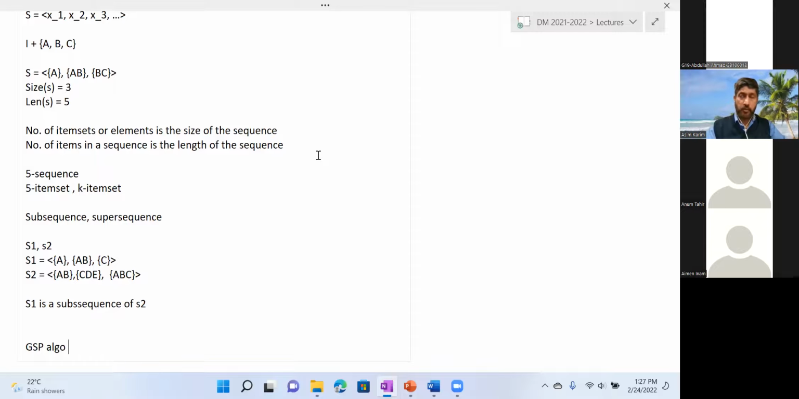As I said, GSP algorithm is very similar to the a priori algorithm. It's a level by level candidate generation and test approach. But of course, we are now dealing with sequences, and the database that we're working on is a sequence database, not a transactional database.